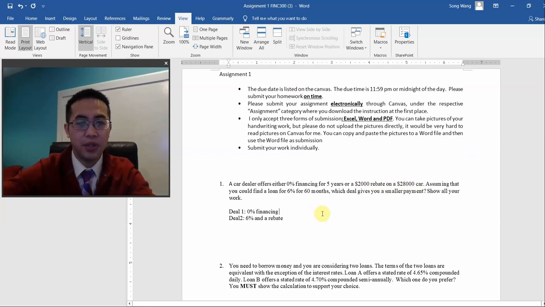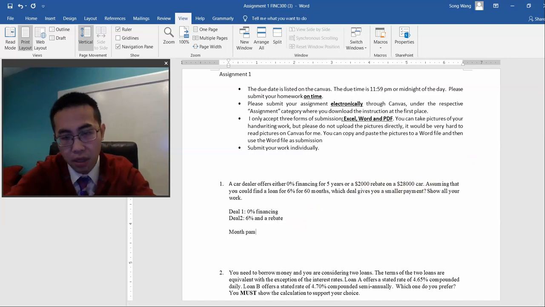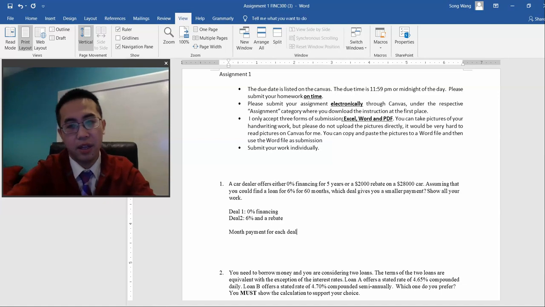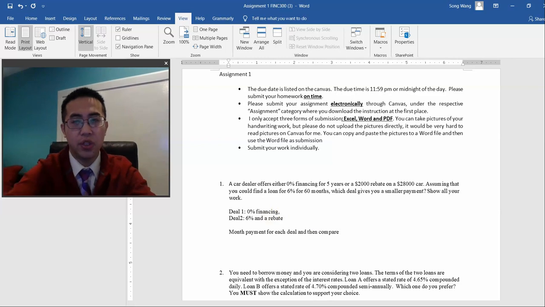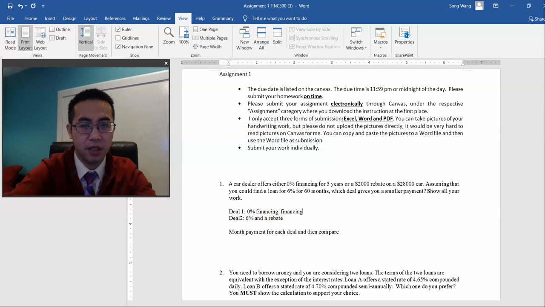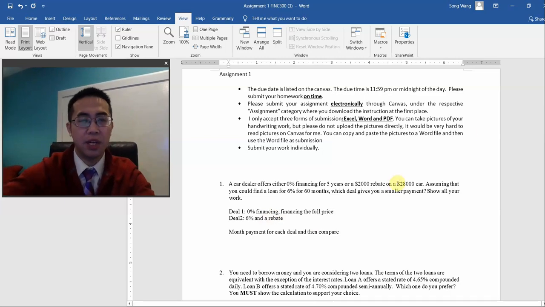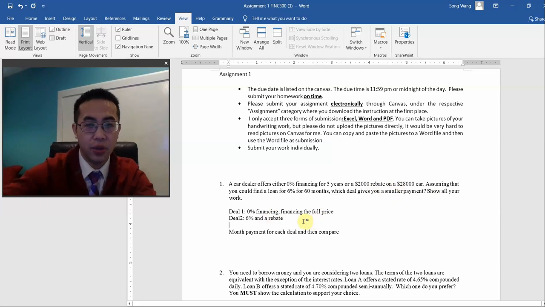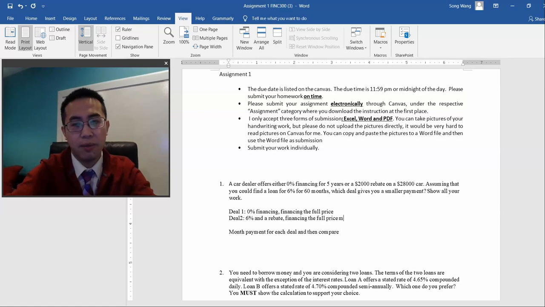So what you're going to do here is try to find the monthly payment for each deal, and then compare. For deal one, you should know that if you choose 0% financing, you are financing the full price. The full price of $28,000 will be the present value in your calculator. For deal two, you are financing the full price minus the rebate. So the $26,000 should be the present value in your calculator.